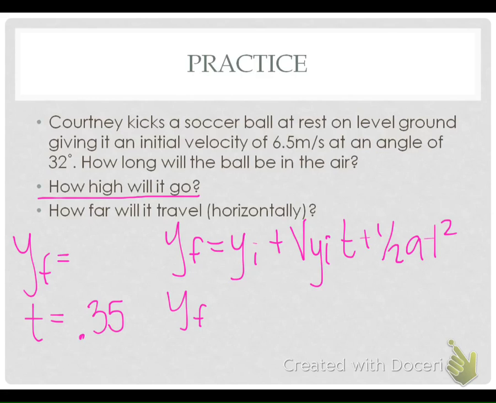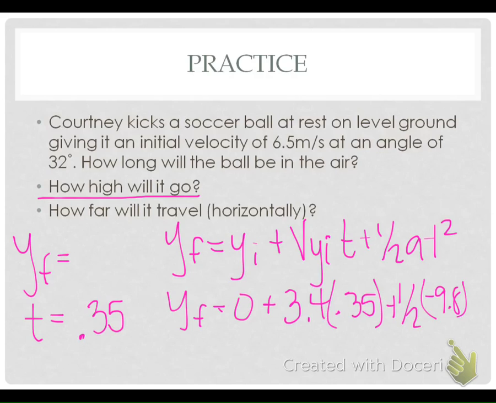So we're solving for our peak height. Y sub i is 0. V sub yi is 3.4. Sorry, I kind of ran out of room. Should your y final be negative here like it was for our rolling projectiles? No, because we're going up. It's going up.